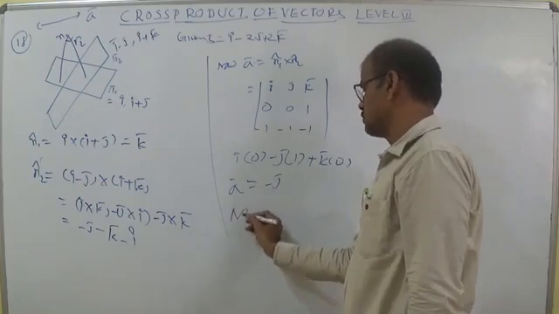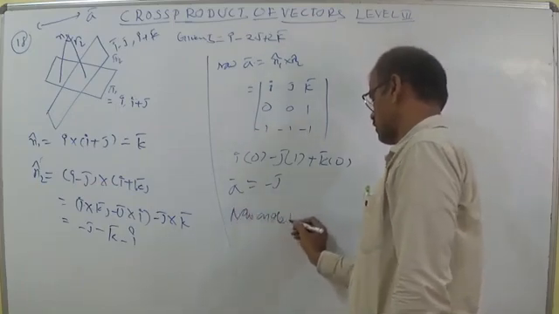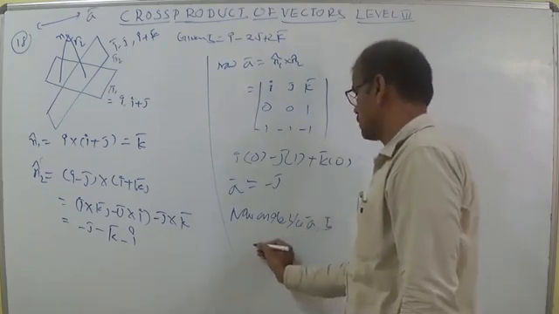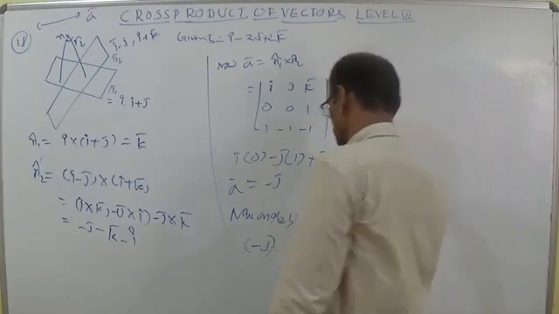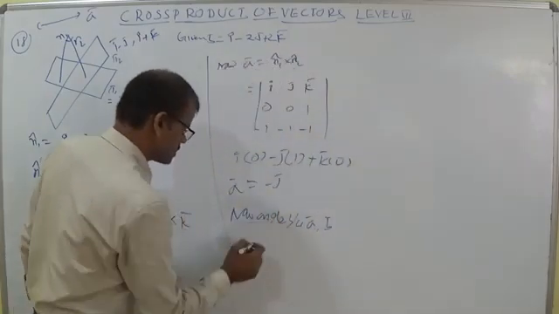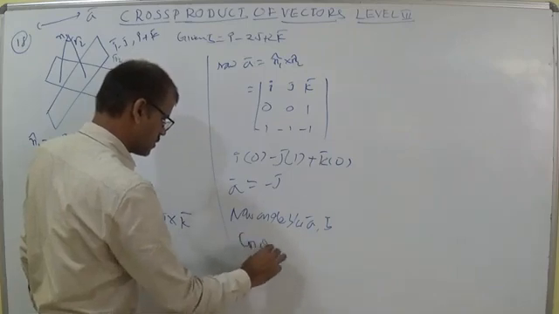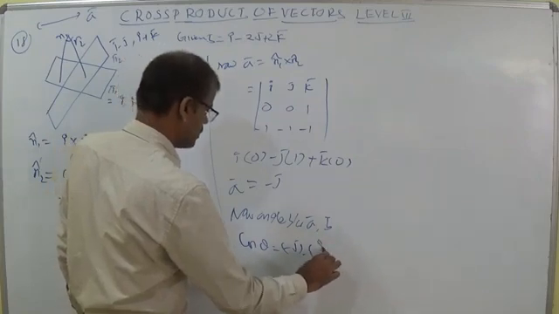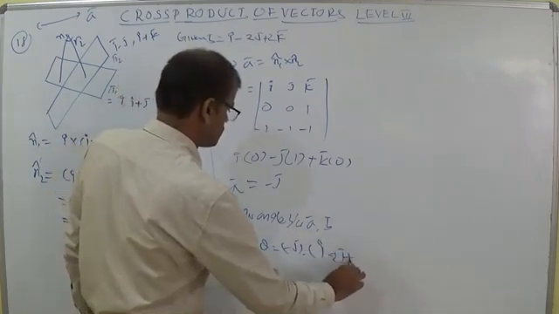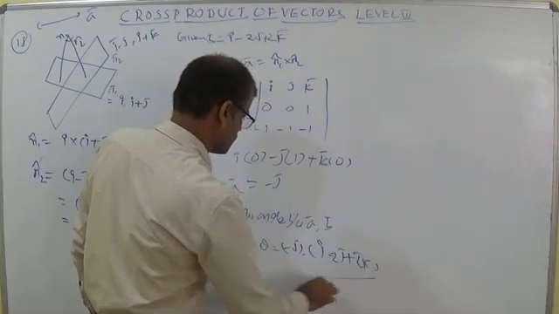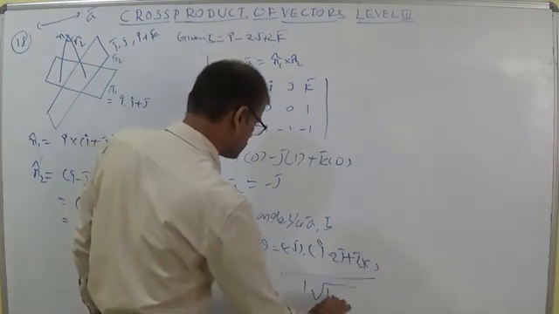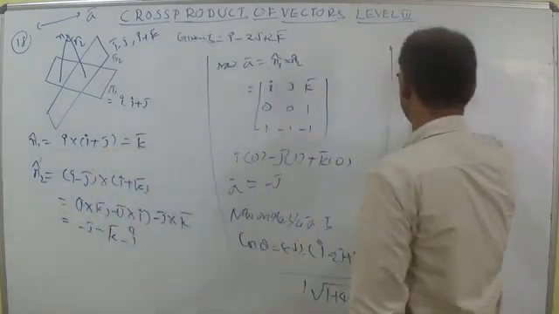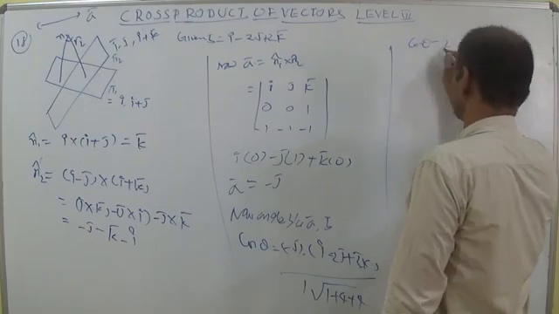Now the angle between a bar and b bar. Multiplying a bar and b bar, so minus j bar dot that is equal to cos theta. Cos theta is equal to simply minus j bar dot I minus 2j plus 2k, whole by 1 into root of 1 plus 4 plus 4. So 2 by 3. Cos theta is equal to 2 by 3 we got.